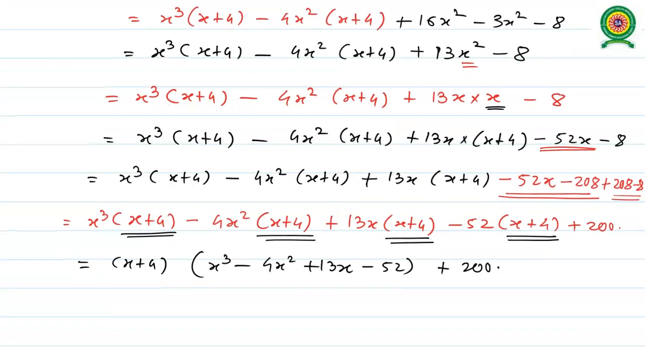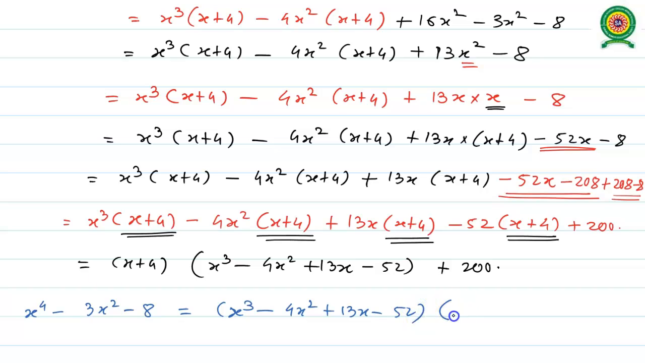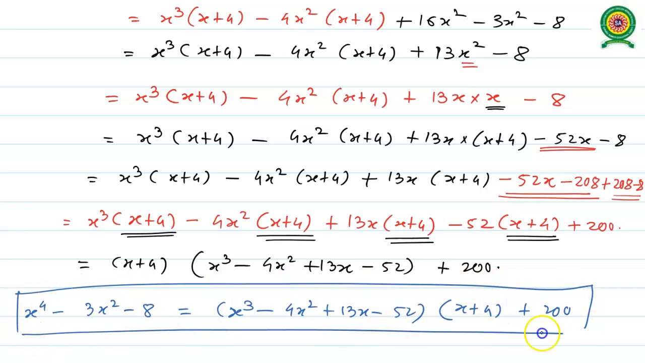So we can write, as per the linear method, Euclid's division formulation is of the form: the dividend polynomial x raised to 4 minus 3x square minus 8 equals the quotient polynomial x cube minus 4x square plus 13x minus 52, times the divisor polynomial x plus 4, plus remainder 200. Once you look at the linear method and the synthetic division method, you get the same solution.